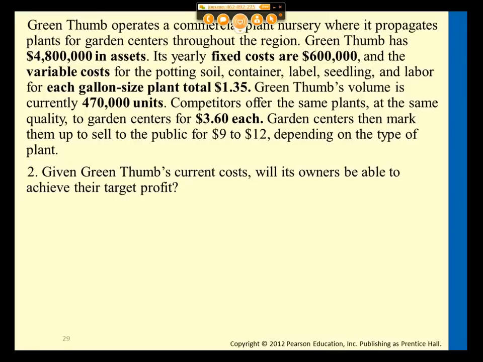Any numbers? How do we calculate current variable cost? 470,000 multiplied by each gallon size plant total, which is $1.35. So we get a total of 634,500, and that's your variable cost.